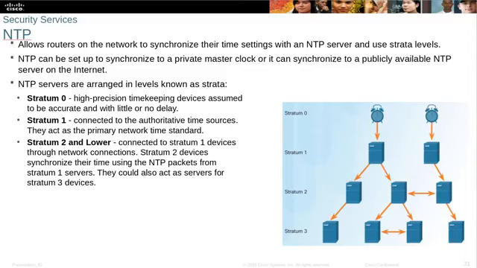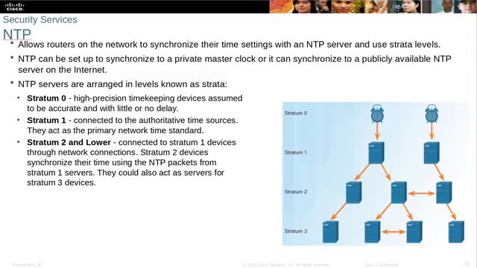NTP, this is Network Time Protocol. It runs over UDP at the transport layer on port 123. This allows routers on a network to synchronize their time settings with an NTP server, and these use strata levels, so it's a hierarchical system. NTP can be used to synchronize to a private master clock, or it can synchronize to a publicly available NTP server on the internet. The NTP servers are arranged in these levels, known as strata.